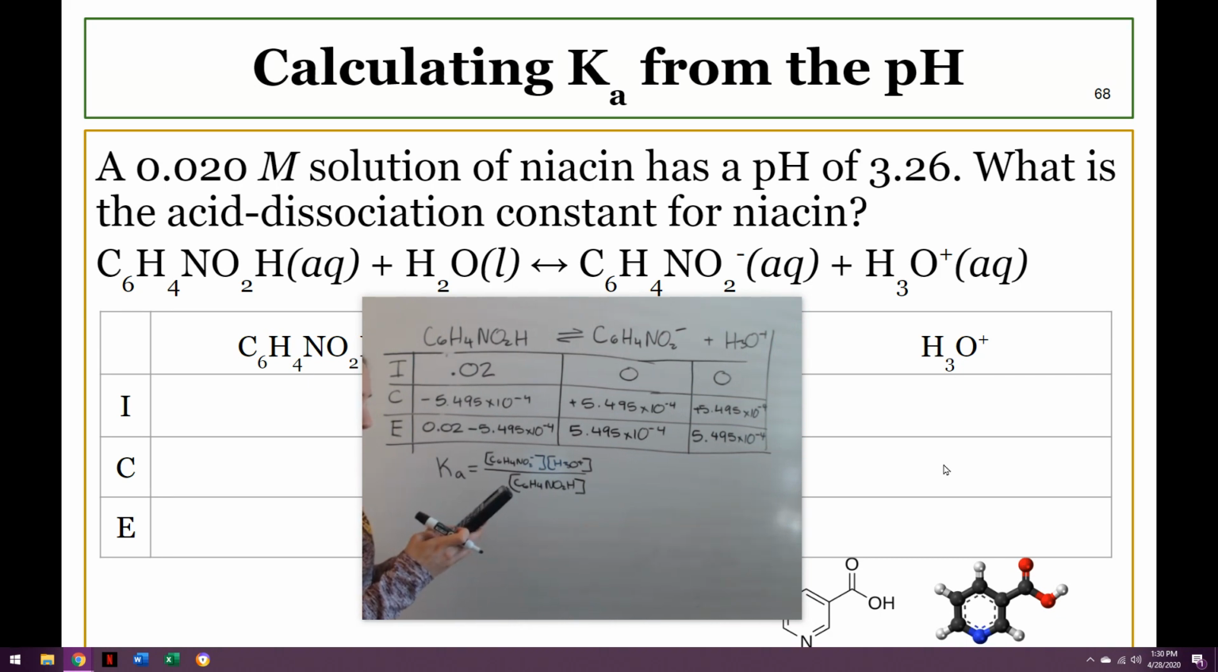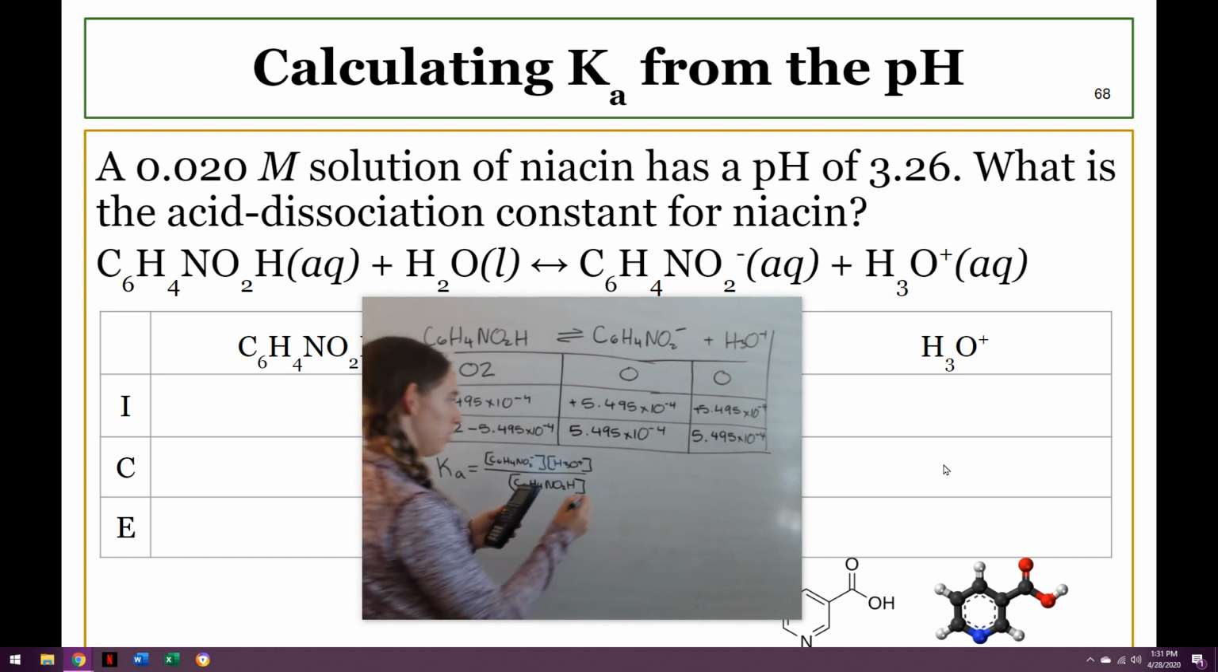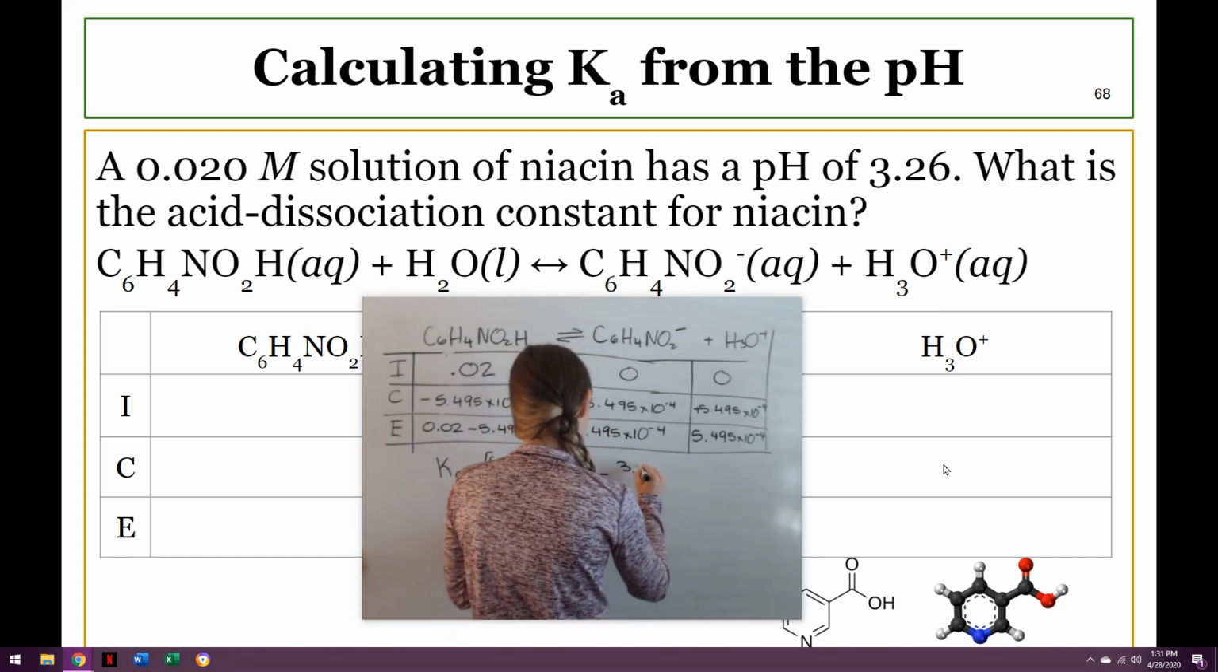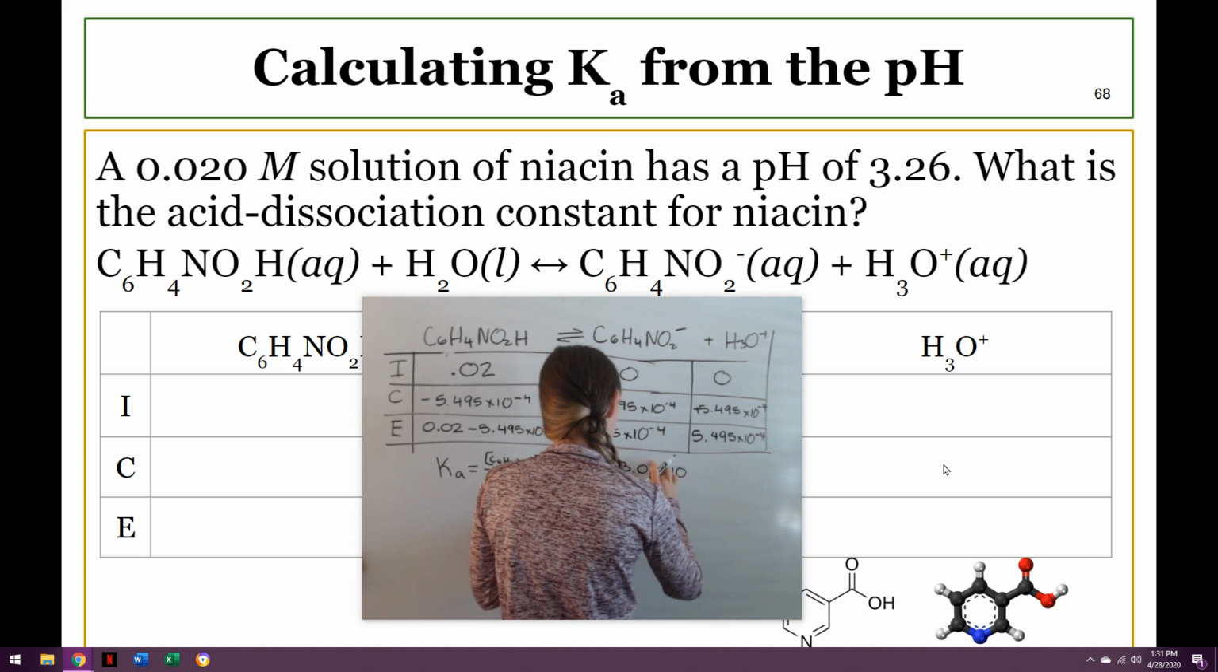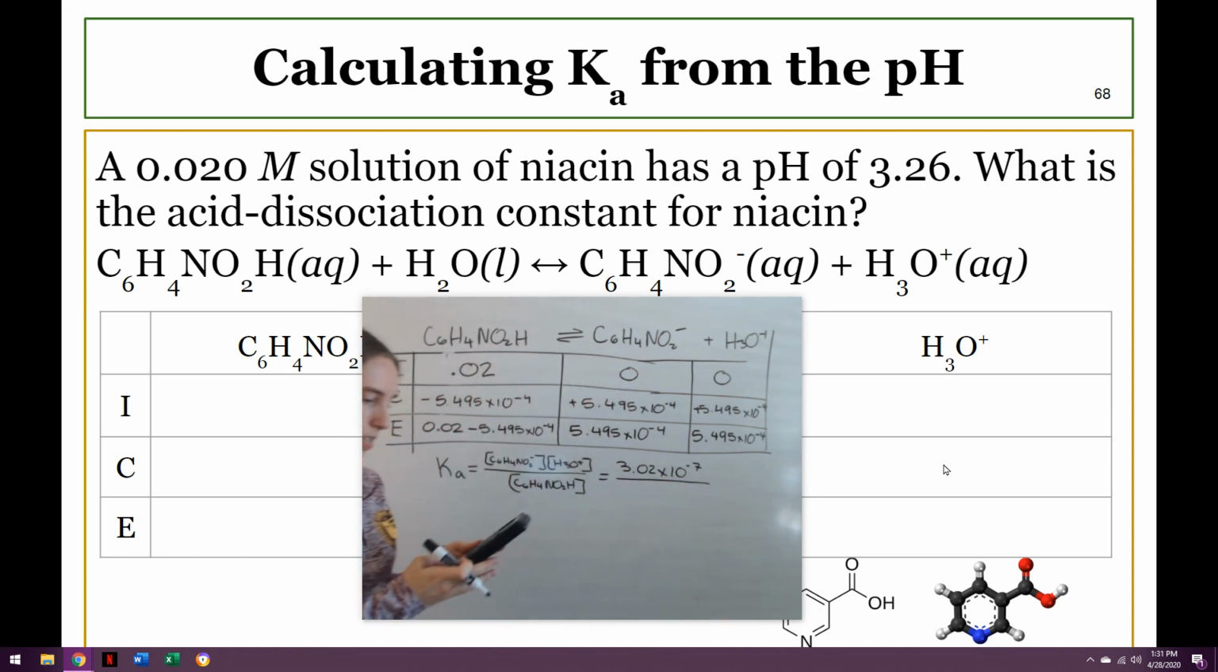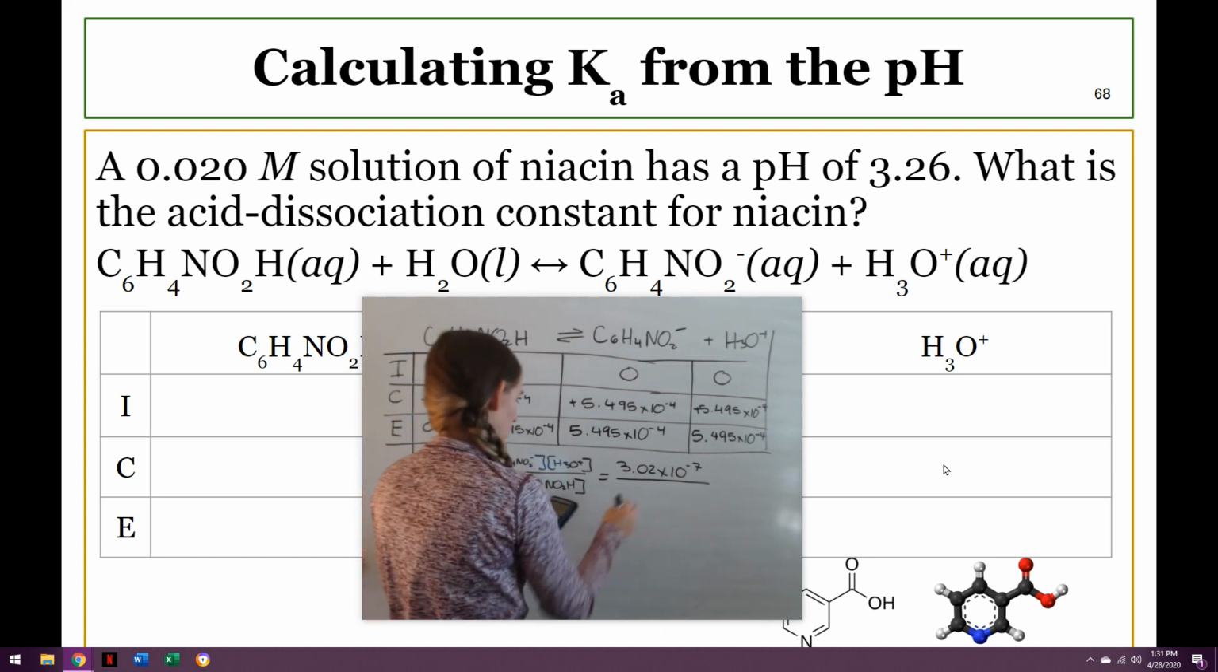5.495 times 10 to the negative 4. We're going to square that value. So we have 3.01. Actually, it rounds to 3.02 times 10 to the negative 7. Then divided by 0.02 minus 5.495 times 10 to the negative 4. Make sure you're putting this value in parentheses so that you're not just dividing by this and then subtracting this from the entire compound, but all of this needs to stay in the denominator.